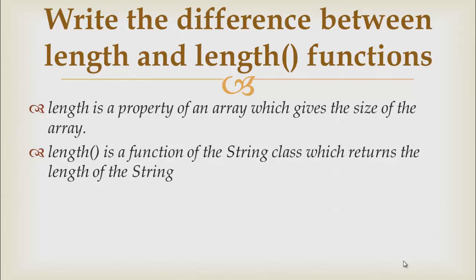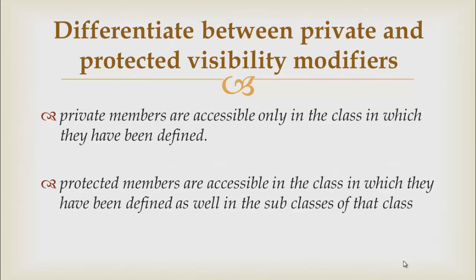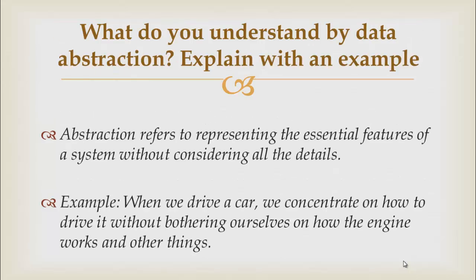Write the difference between length and length() function. length is a property of an array which gives the size of the array, and length() is a function of the string which returns the length of the string. Differentiate between public, private and protected visibility modifiers. Private members are accessible only in the class in which they have been defined. Protected members are accessible in the class in which they have been defined as well as in the subclass of that class.